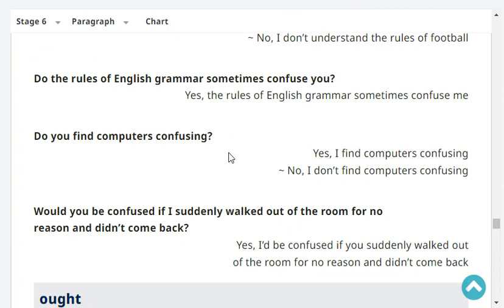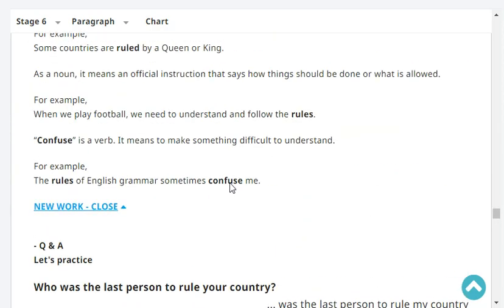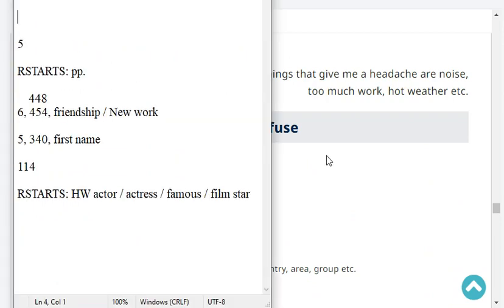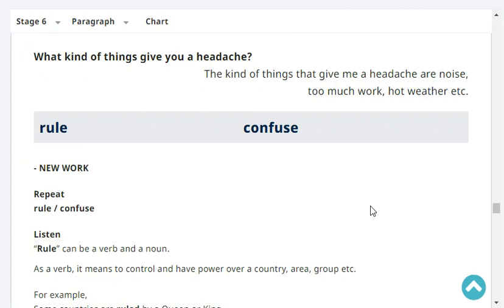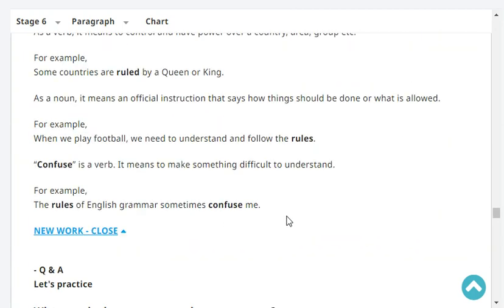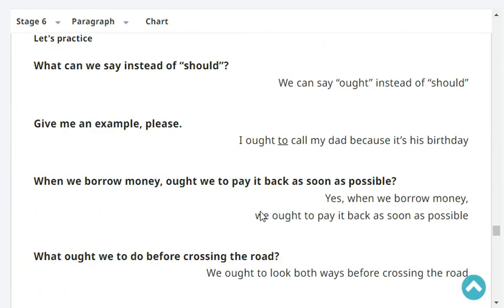Do you find computers confusing? Yes or no? Yes, I find computers confusing. Confusing. Would you be confused if I suddenly walk out of the room for no reason and didn't come back? Yes or no? Yes, I'd be confused if you suddenly walked out of the room and didn't come back for no reason. Very good.